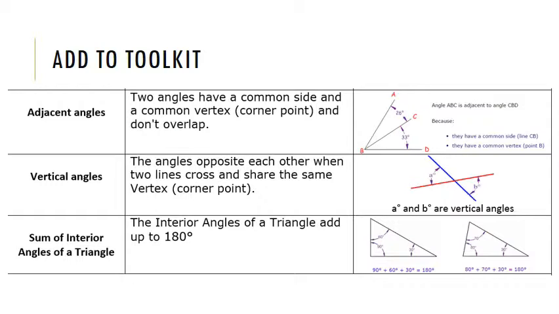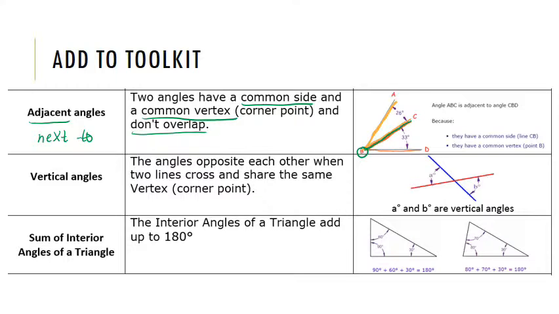We're going to start with adjacent angles. Adjacent angles are two angles that have a common side and a common vertex. That word adjacent means next to. If we talk about something being adjacent to something else, we're generally talking about things that are next to each other. In this case, we're looking at these angles here. You see DBC, and you also see CBA or ABC. You'll notice they have a common side at C, and they also have a common vertex at B. And you'll notice they don't overlap.